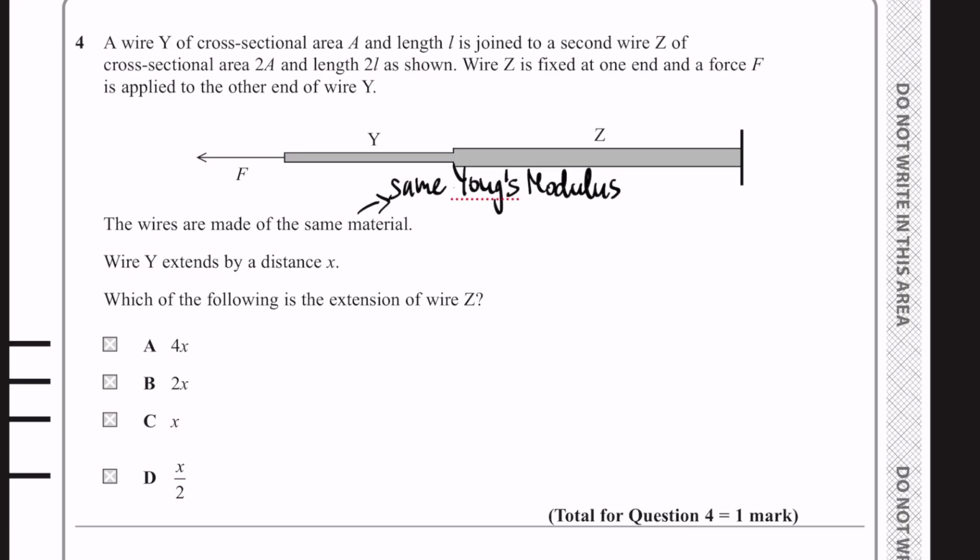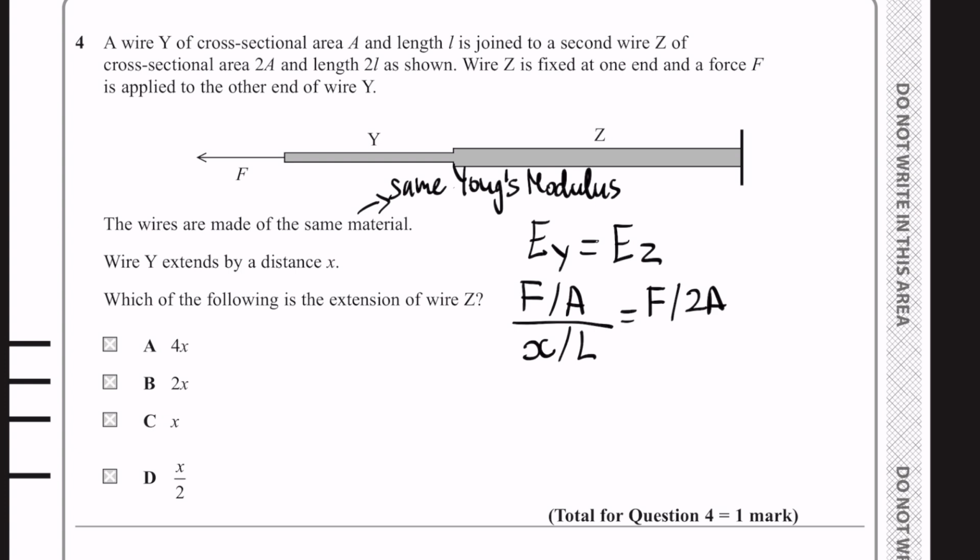If something is the same for both wires, or elements, then what I like to do is set them equal to one another. So I'm going to write this in quite a lot of detail. I'm going to say that the Young's modulus, I've just called it E, of Y has to be equal to the Young's modulus of wire Z. Okay, well, Young's modulus is force over cross-sectional area divided by the extension, which is X, divided by the original length L. And this is equal to the same force, which is applied to the cross-sectional area of Z, which is just 2A. Now we're going to divide this by the extension of wire Z.